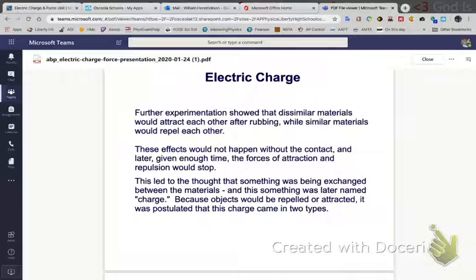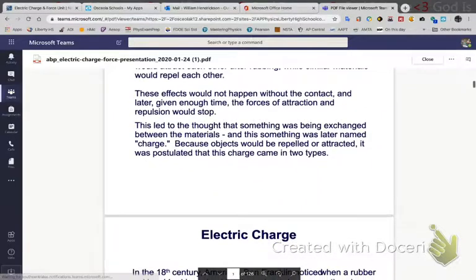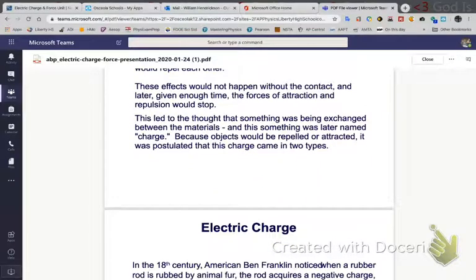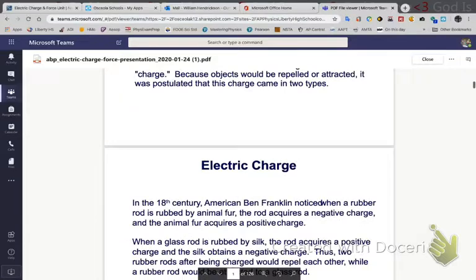Okay? Now notice the next paragraph here. These effects would not happen without the contact, and later, given the forces of attraction and repulsion, would stop. Okay? This later led to the thought that something was being exchanged between the materials, and this thing that was exchanged was called charge. Okay? And so it was thought then that this charge came in two different types.